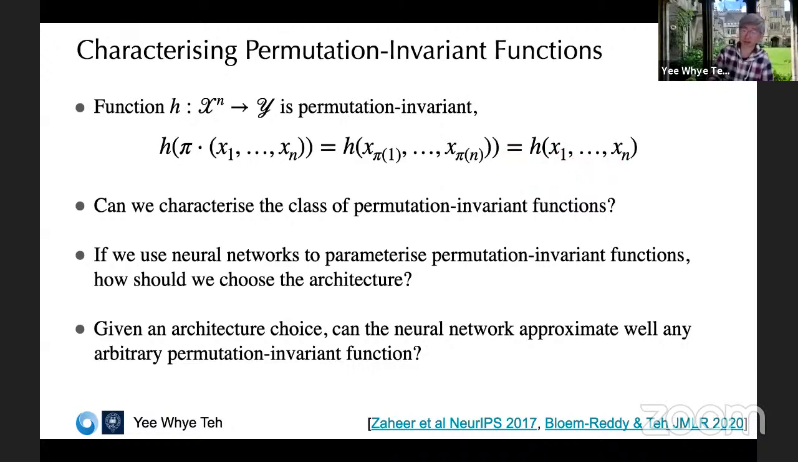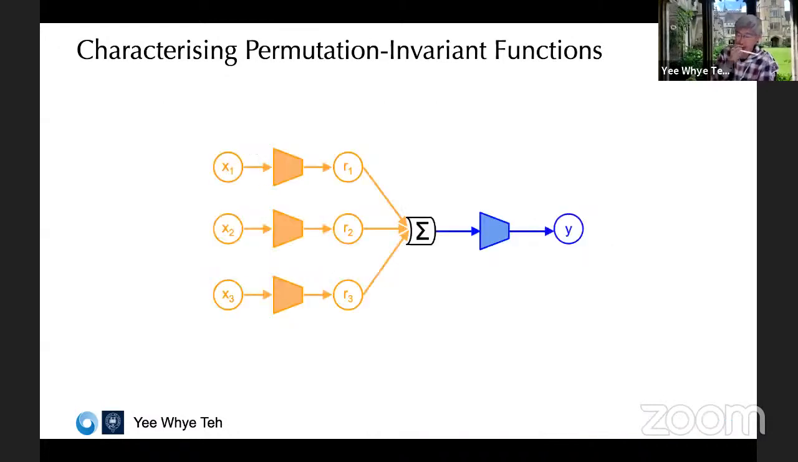And the questions that we'd like to ask are, can we characterize the class of permutation invariant function classes or neural networks? If we use neural networks to parameterize permutation invariant functions, how should we choose the architecture? And given the architecture choice, can the neural network approximate well any arbitrary permutation invariant function? In a sense, this sort of architecture is basically the simplified version of the neural process architecture, where we pass the input vector through some neural network to produce some embedding, and then we aggregate it in some way, and then pass it through a second neural network that produces the output.